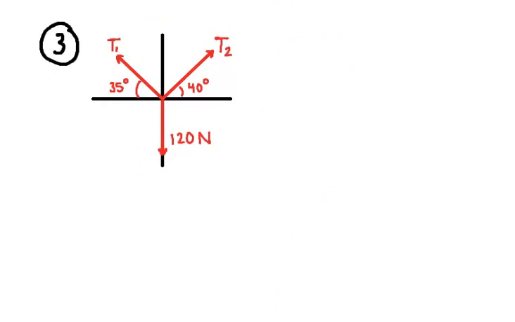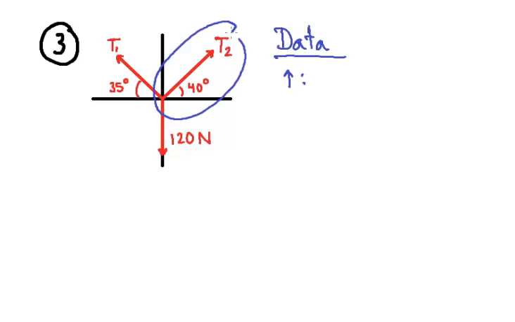Now let's do this exercise. Okay, this exercise, the data would be upward force. Do you notice that there are two forces that are going up? T1 is going up, and T2 is also going up. So I have two forces that are working together in this case. So I know that the first vertical force will be T1 sine of 35. The second upward force will be T2 sine of 40.